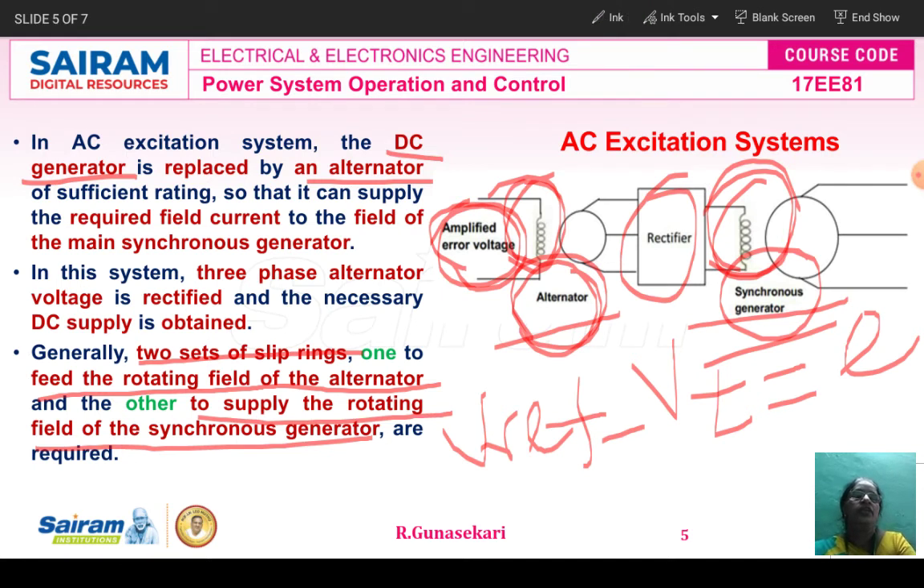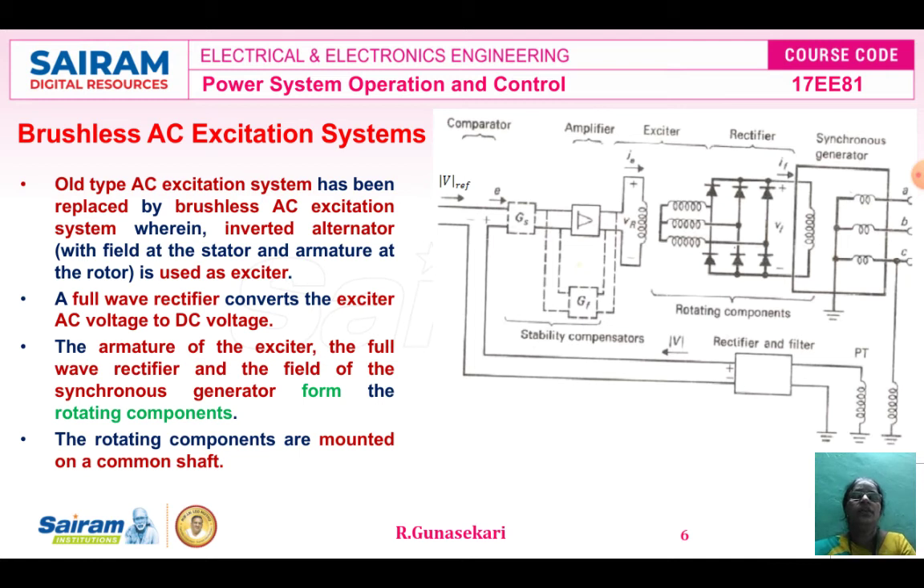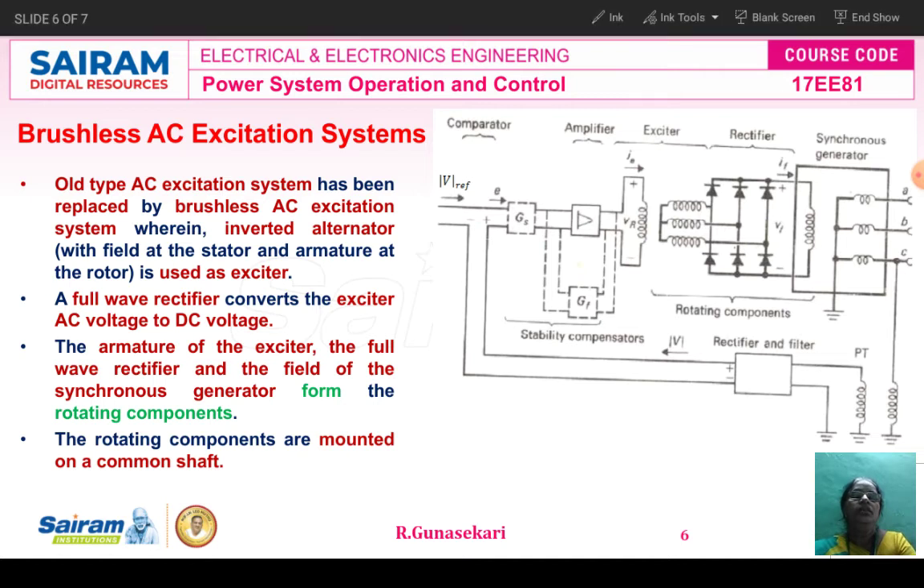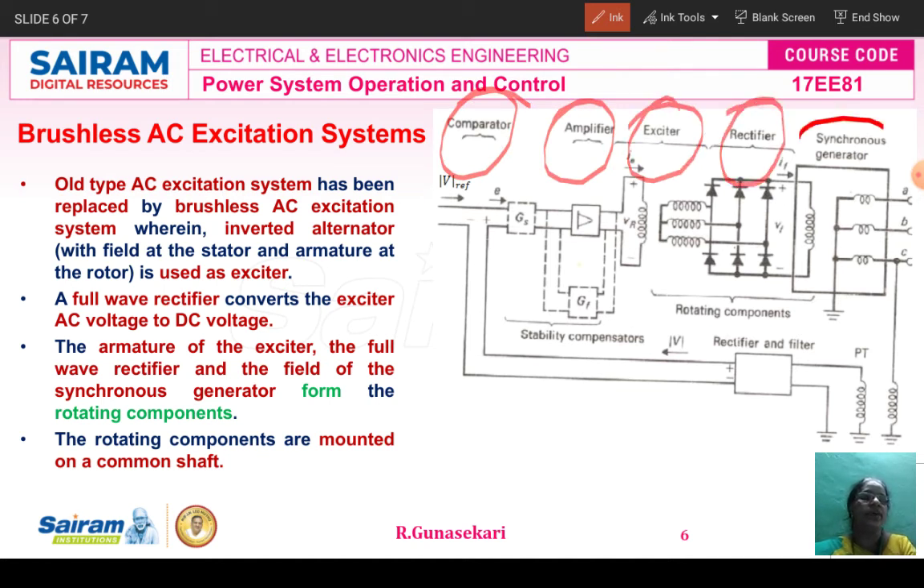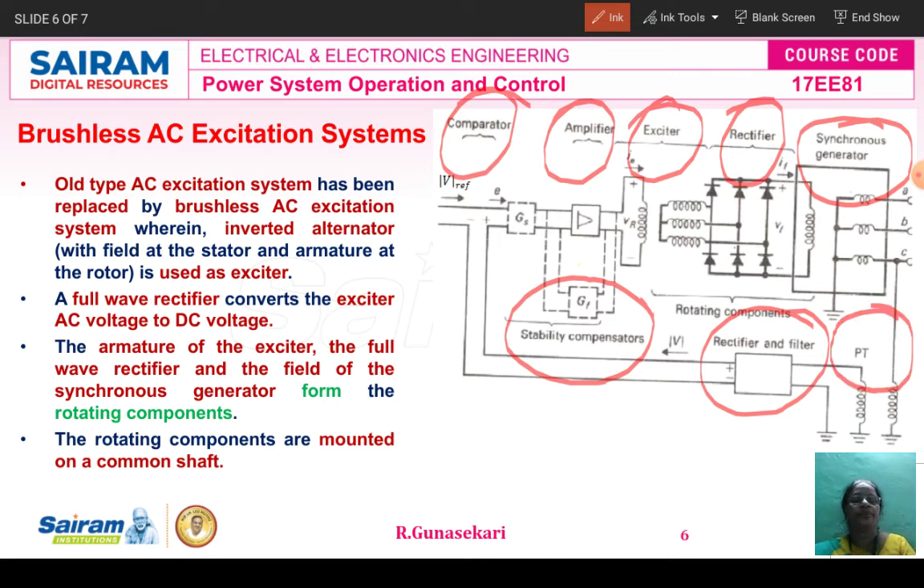Then the third type of excitation system is the brushless AC excitation system. Now you see the circuit diagram. The brushless AC excitation system consists of a comparator, amplifier, exciter, rectifier, synchronous generator, and then a stability compensator. And then a rectifier and filter. This is the potential transformer.